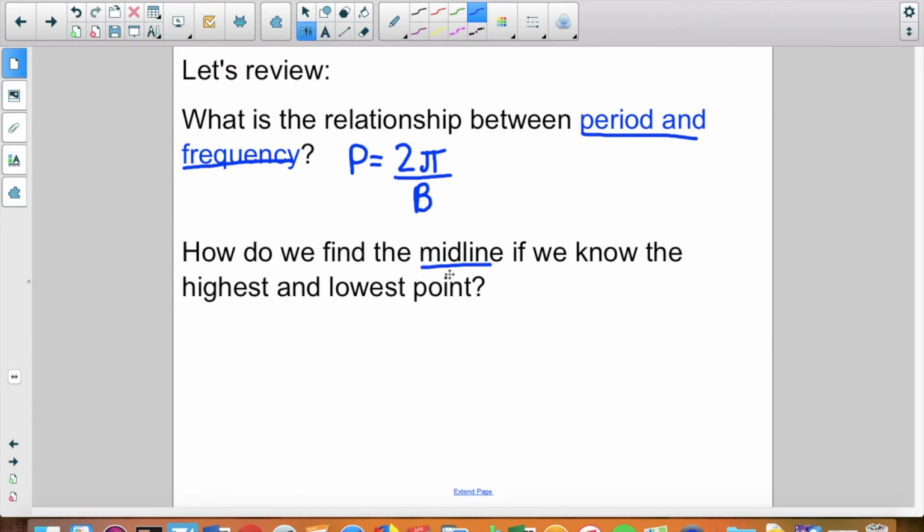How do we find the midline if we know the highest and the lowest point? The midline was represented as C, but it's usually in a y equals. You have to do the max, so that's the highest point, plus the min, which is the lowest point, and divide it by 2. And that will give you the midline.